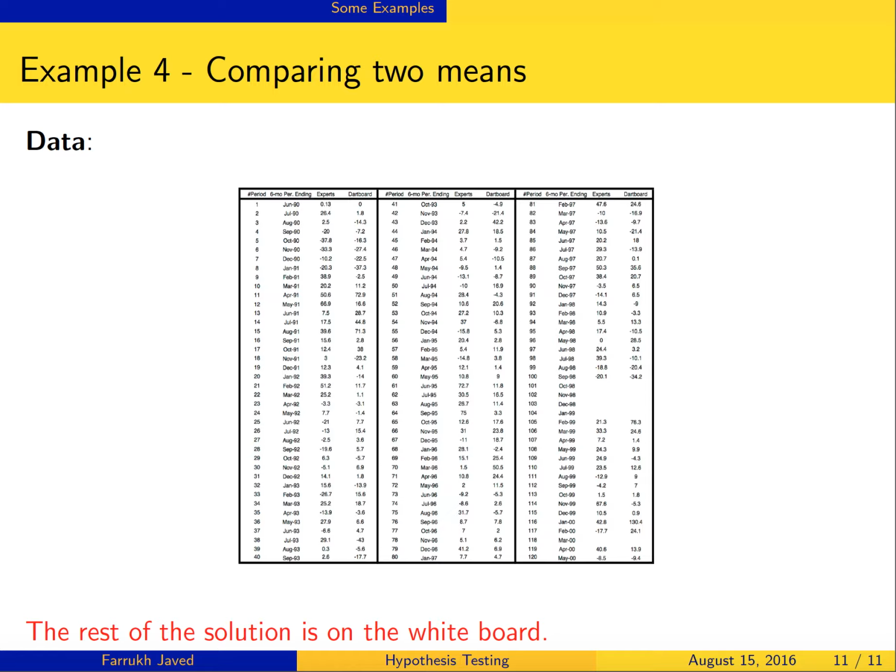So here is the data: we have a period of say 120 observations from June 1990 to May 2000, and experts have chosen some values and the dartboard has chosen some values on the same date. Some of the days we do not have values, so we will just discard them, but the rest we can consider. In the next session, when we will be working on the whiteboard, hopefully I will solve this problem before you, so that we see how we can use those mathematical notations or tests in practical problems.